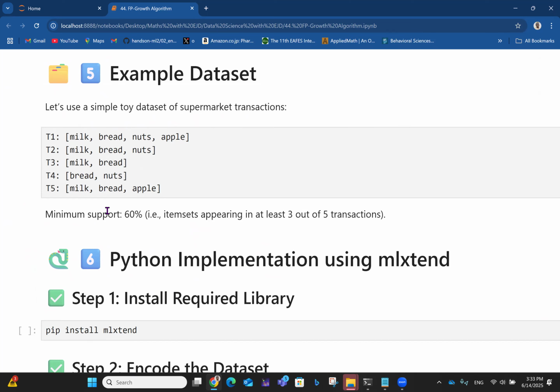So if you have a minimum support of 60%, that means item sets appearing in at least 3 out of 5 transactions will have that minimum support. You see milk appearing in 4 places out of 5, that's 80%. Bread is appearing in 100% of the cases, so bread is like regular. Then nuts is appearing 3 times. And apple is not as common as bread, milk, and nuts.